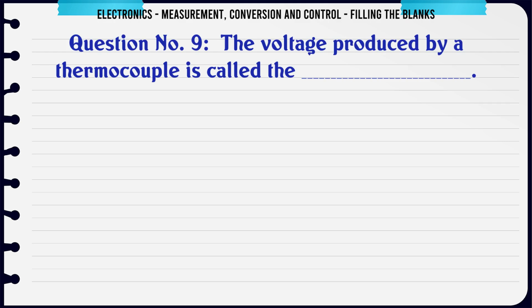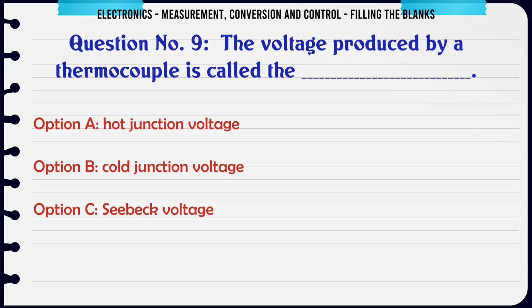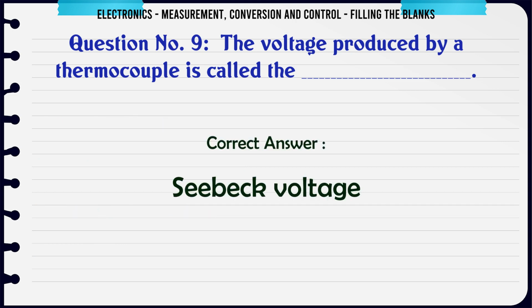The voltage produced by a thermocouple is called the A. Hot junction voltage, B. Cold junction voltage, C. Seebeck voltage, D. Hooke voltage. The correct answer is Seebeck voltage.